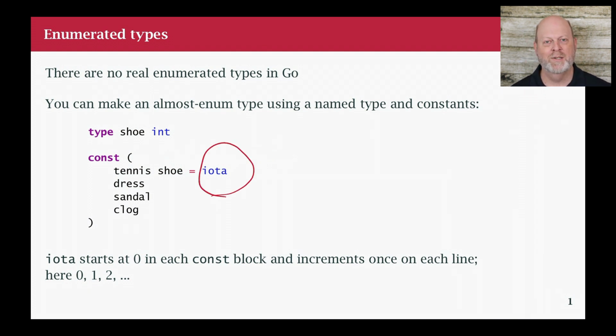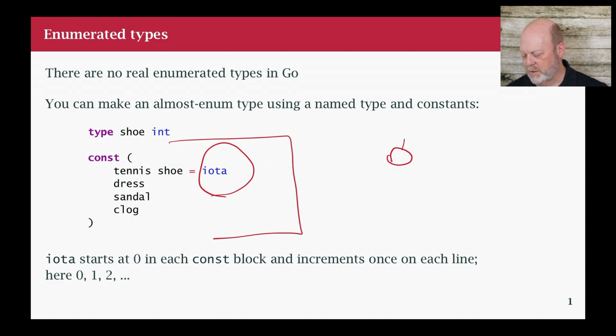Iota is an idea that was actually taken from a very old language called APL, but it's a thing that magically increments. It's one of the few magic things in Go. So if I look at this example, we do this by having a constant block. We have a bunch of constants in a block surrounded by parentheses. We start the first one with iota, and each one subsequently takes the next value. Iota always starts at 0.